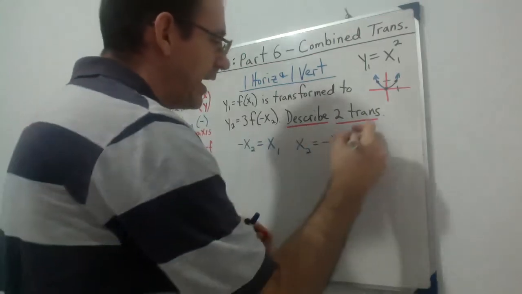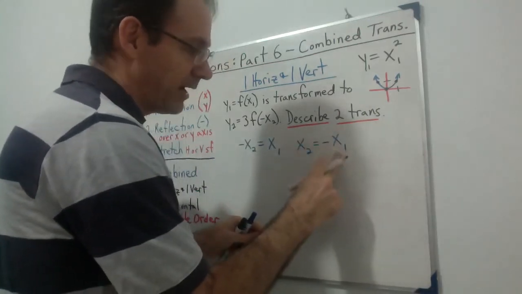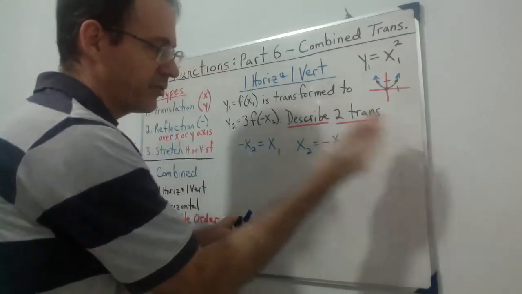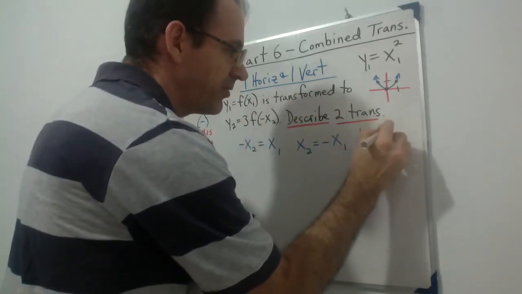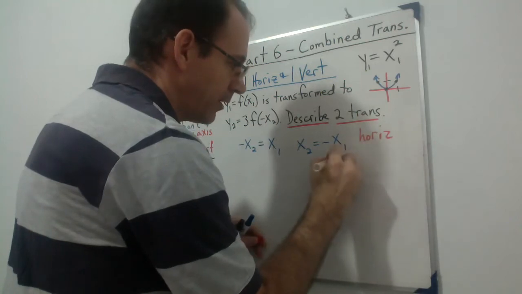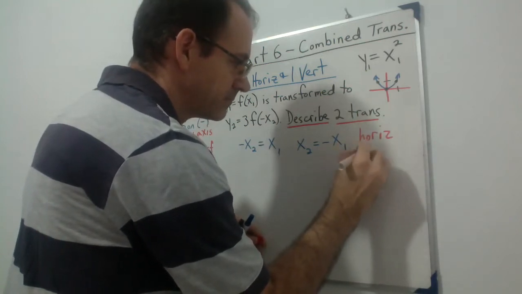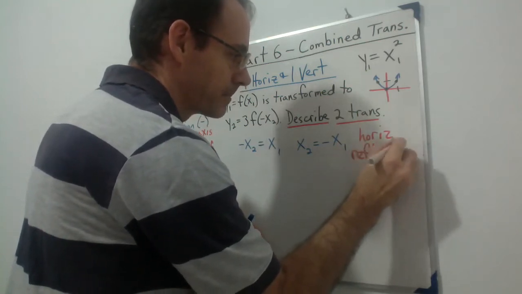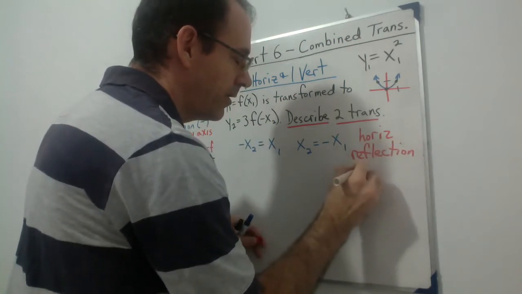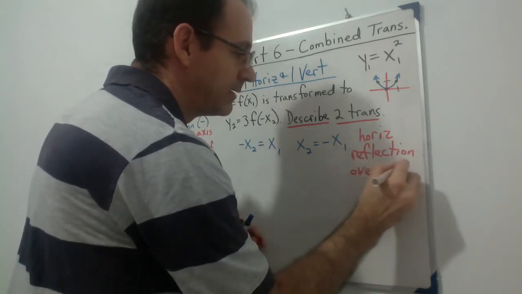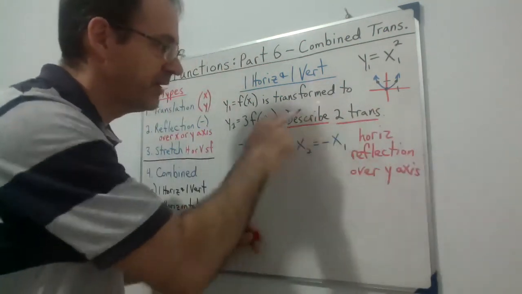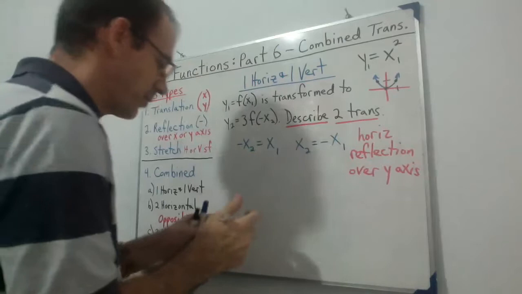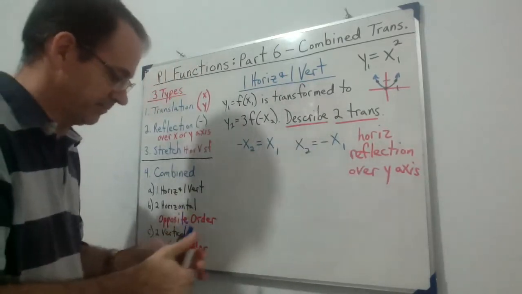So here we have a negative on the x, meaning it's going to flip over the y-axis. So this is a horizontal reflection over the y-axis. Okay, that's our first description for that particular part.